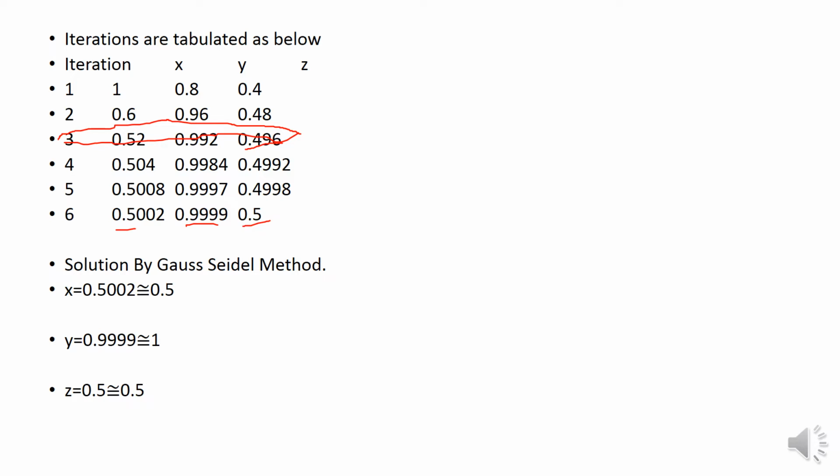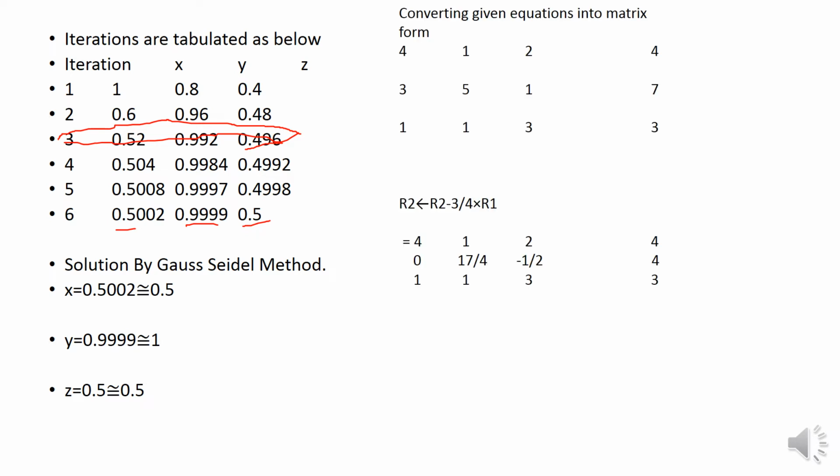And now we go for the exact solution, that is the Gauss elimination method, and we know how to solve by the Gauss elimination method. We will write the augmented matrix, and this is the augmented matrix you see here, and these are the right hand side elements.